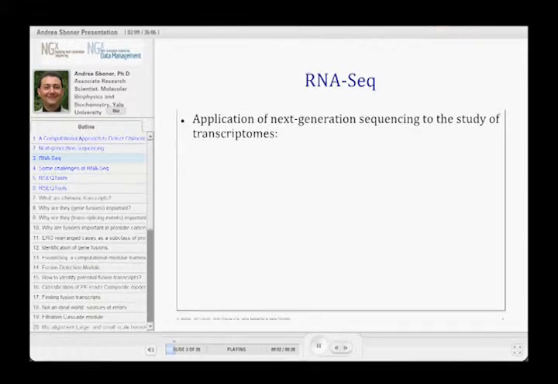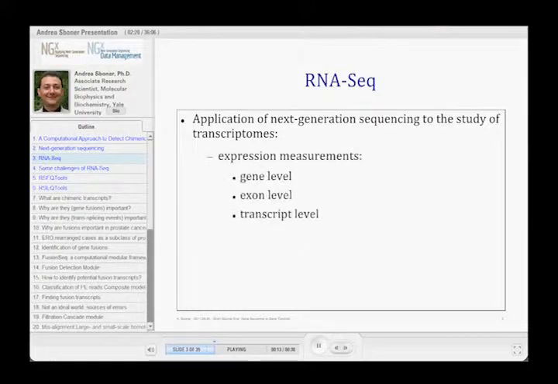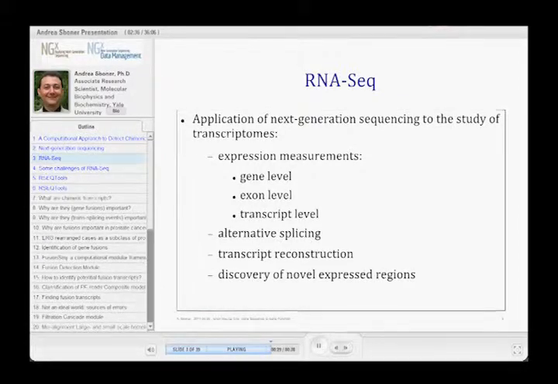In particular, in this talk, I'm going to talk about RNA sequencing, which is the application of next-generation sequencing to the transcriptome. And what you could typically do with RNA-seq is standard analysis like expression measurement at different levels: at the gene level, at the exon level, at the transcript level. At the same time, you can also investigate alternative splicing. You can do de novo transcript reconstruction, for example, discovery of novel expressed regions, all in one experiment, and many other types of analysis.